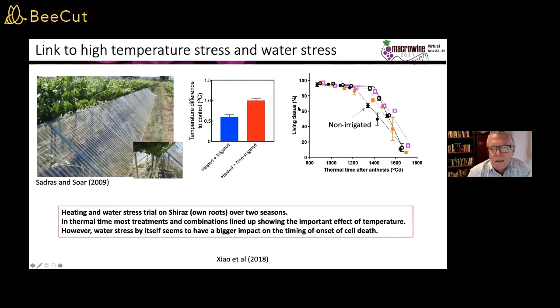When we look at living tissue as a function of time, thermal time in this case, we see that most of the temperature treatments lined up together. So that illustrates the importance of temperature, but with the non-irrigated treatment, it shifted it across, indicating that water stress had an additional effect.